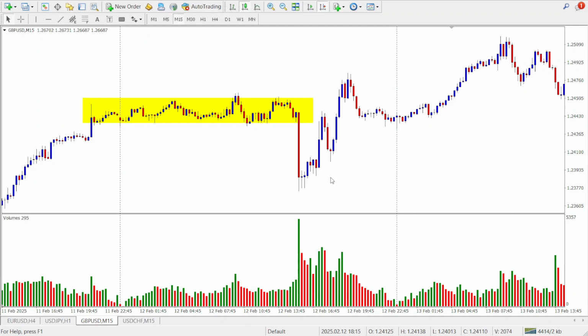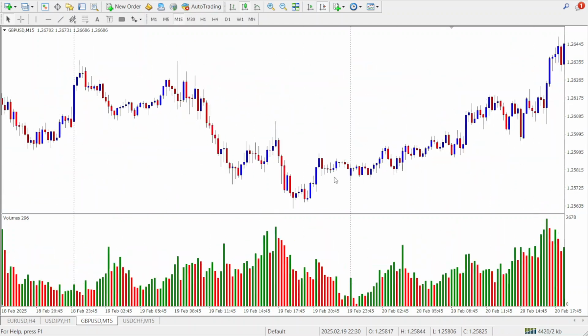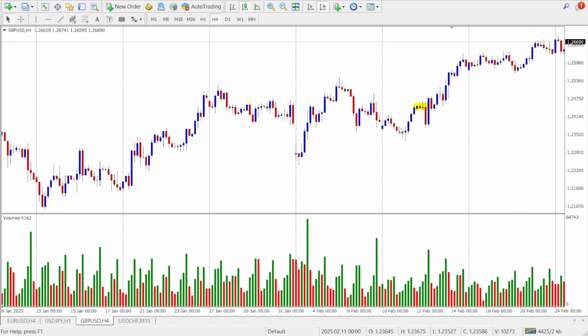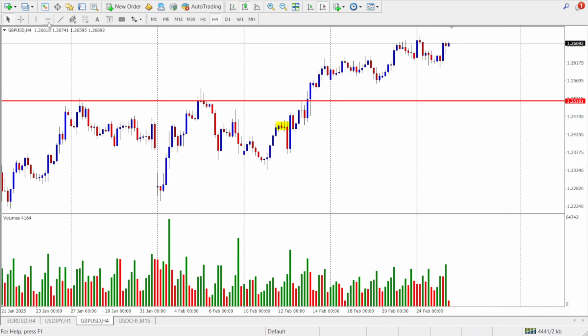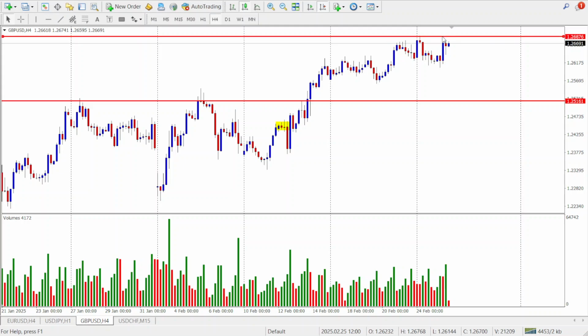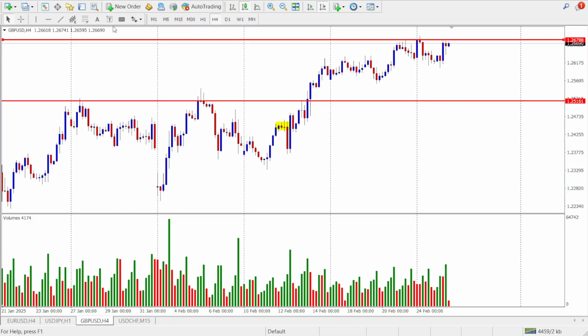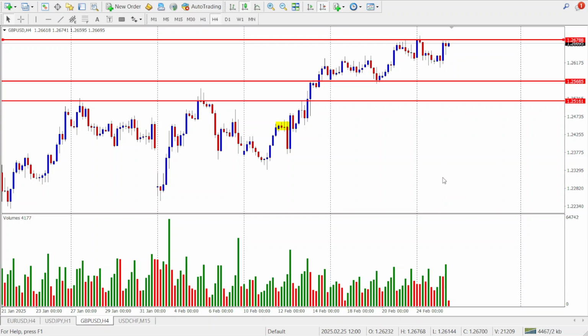First step is to identify key levels. You should be able to identify key levels on your chart: reversal points, support and resistance zones. Identify such levels on your chart, because breakouts work best at major support and resistance zones. If price has tested a level multiple times, a breakout is more likely to hold.